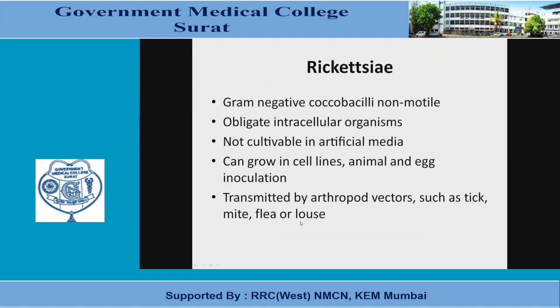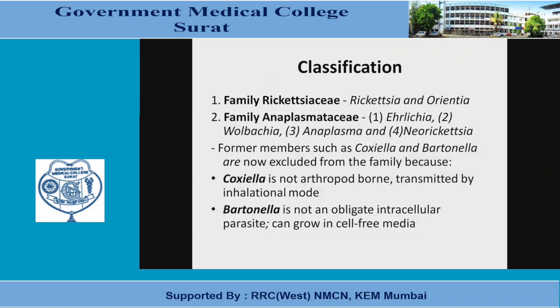So it is broadly divided into this group of rickettsia. Now the classification of this family: organisms are classified into the family Rickettsiaceae and family Anaplasmataceae. Coxiella and Bartonella are excluded from this because Coxiella is not arthropod-borne, it is transmitted by the inhalational mode, not by a vector, and Bartonella is not an obligate intracellular parasite. It can grow in cell-free media. So these are the organisms: Rickettsia, Orientia, Ehrlichia, Wolbachia, Anaplasma, and Neorickettsia. The most common is the Rickettsia.